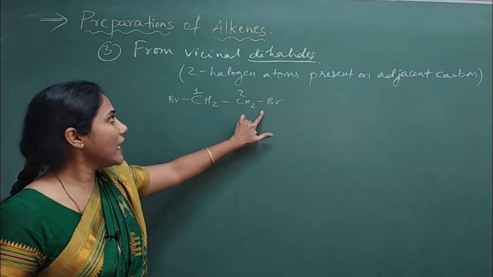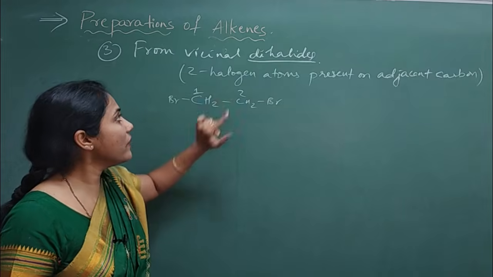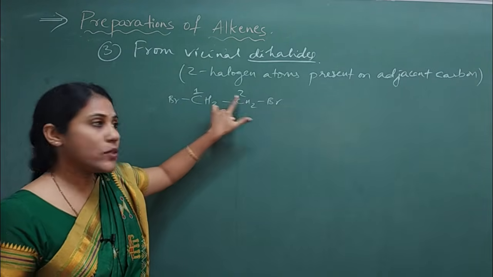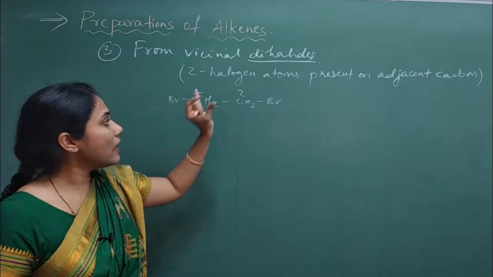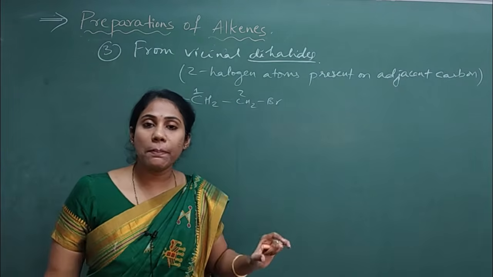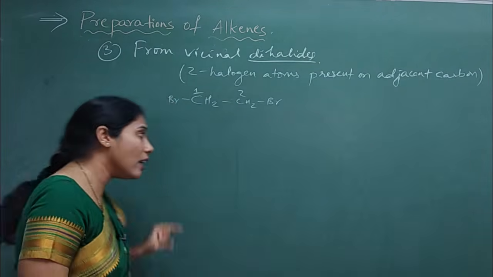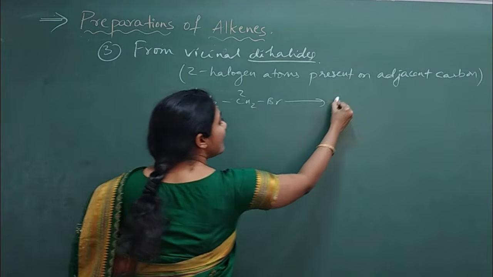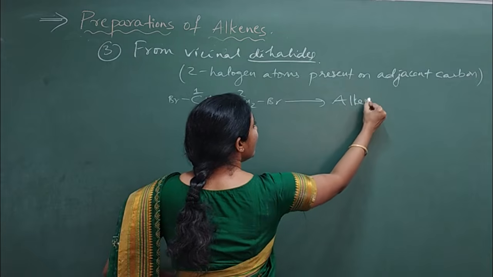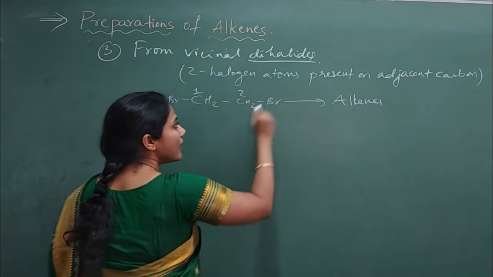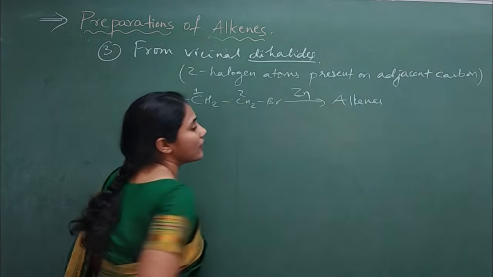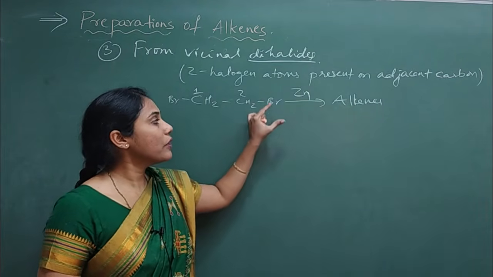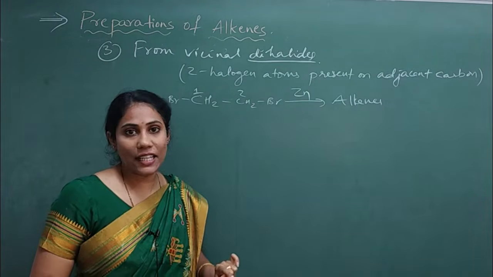Right? So two halogen atoms, so dihalides. Okay, vicinal means what? Adjacent. Side to side. So from these compounds we can always prepare alkenes. Here, if you want to prepare alkenes from such compounds, we have to use a reducing agent, which is nothing but zinc. So this is how you can prepare alkenes from vicinal dihalides.